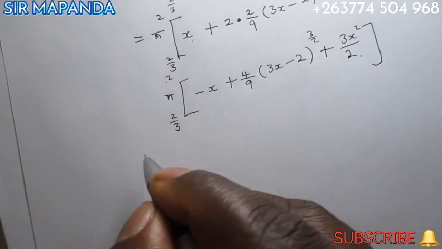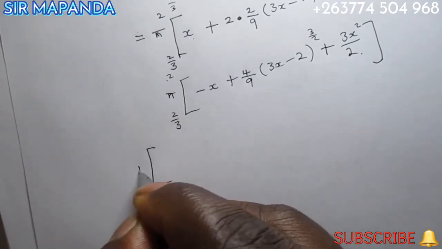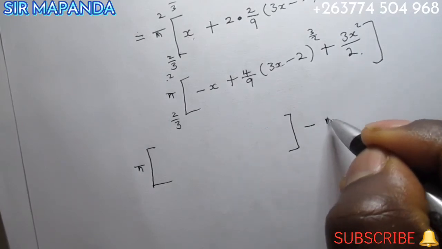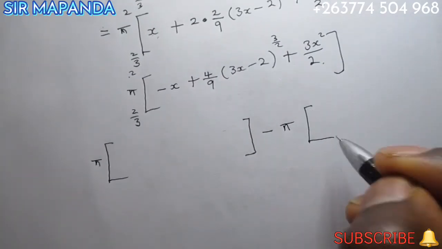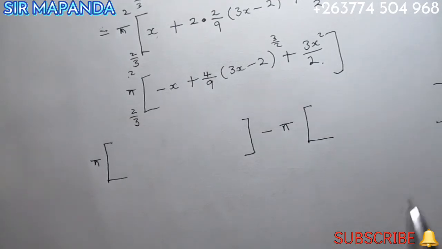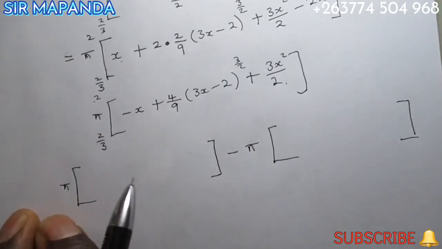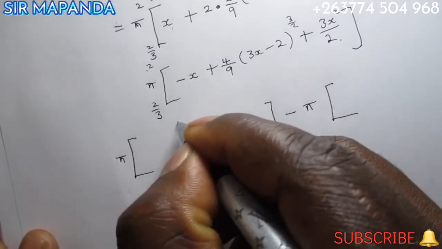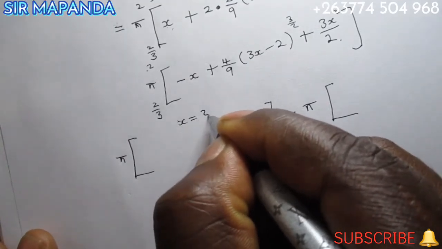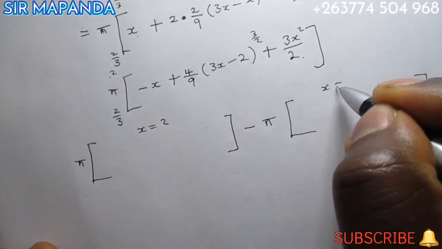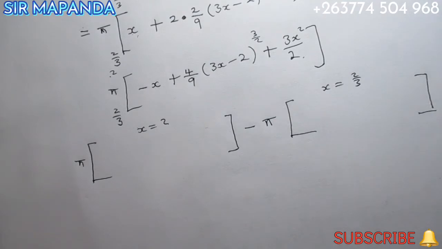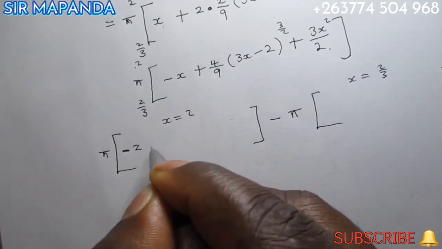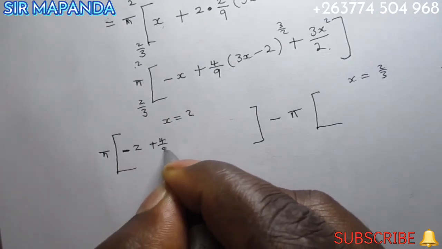Then after that, it's now pi bracket minus pi bracket. So make sure that the pi is appearing on the left side as well as on the right side. On the left side, we need the substitution of 2. Then on the right side, you need the substitution of 2 over 3. So let me put 2 on x. Here you get minus 2 plus 4 over 9.